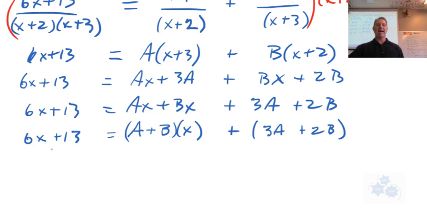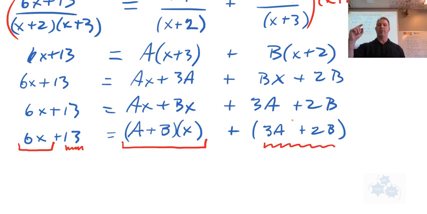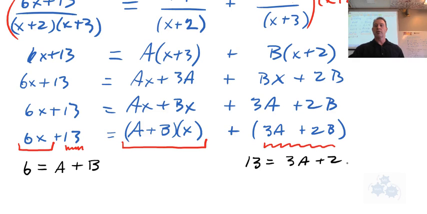Look at this. We have an x term and we have a constant term, and I'll underline them differently. Over here, we have an x term and a constant term, because a and b are both constants. Here's the x term, and here's the full constant term. Very good, good to notice that. We now have 6 equals a plus b, and we also have 13 equals 3a plus 2b.